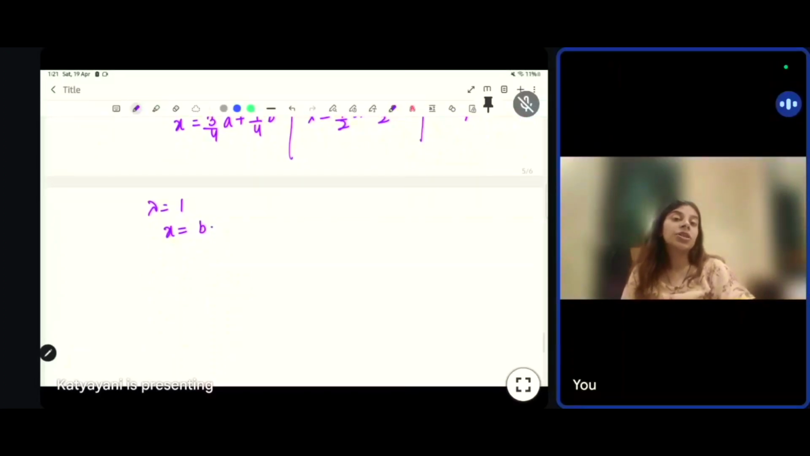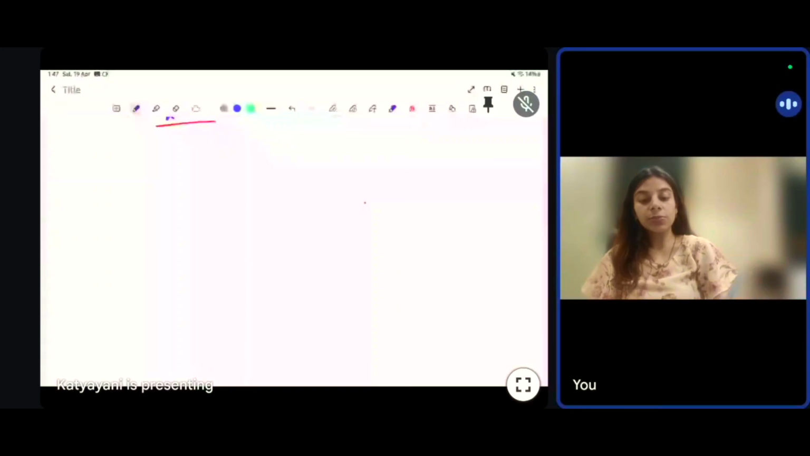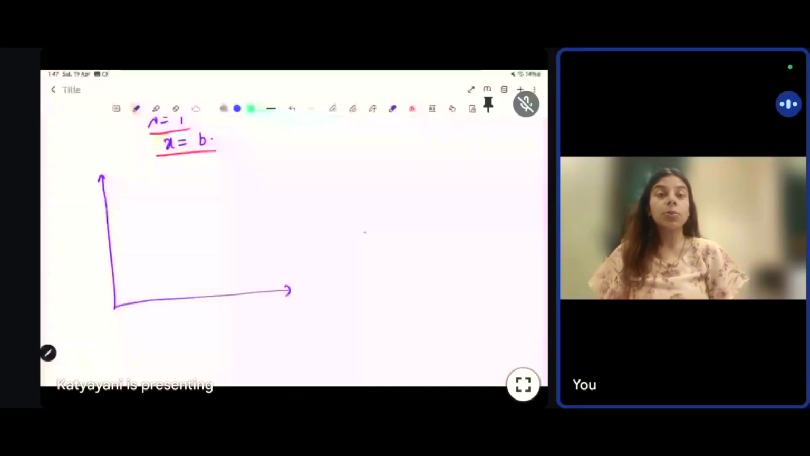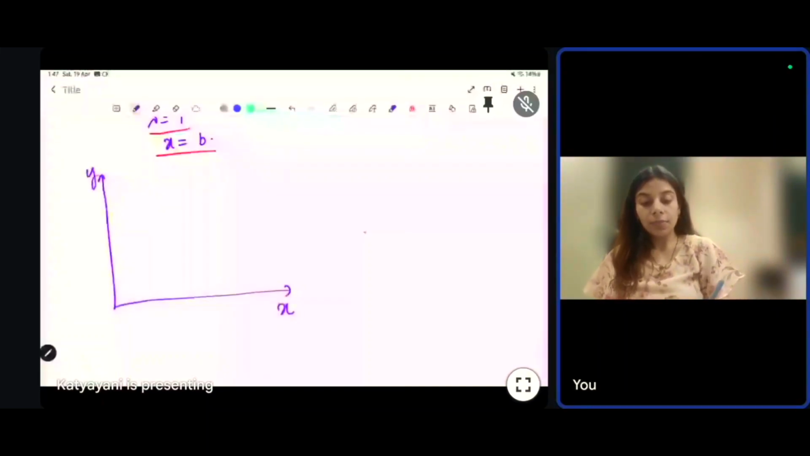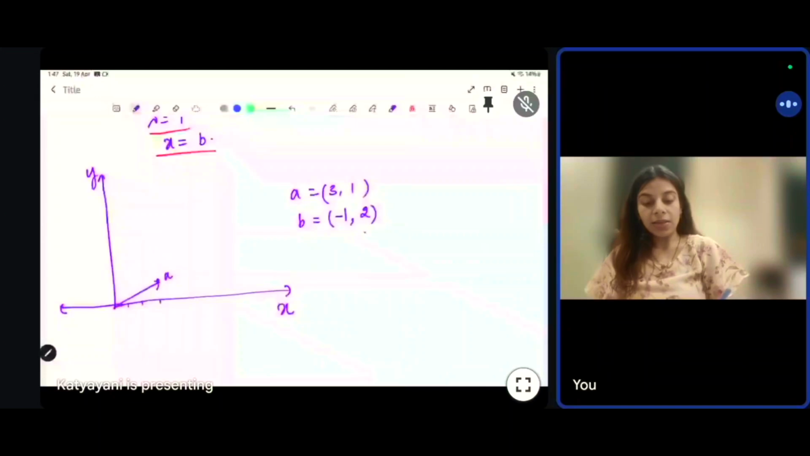So let's see it geometrically. So it's asking you to illustrate it geometrically. So let's try to plot these points on the xy plane, right? This is the x-axis, this is the y-axis. Suppose point A here is given to me as 3, 1, and point B is given to me as -1, 2. So when I plot the point A here, it would be somewhat here, point A. And then when I plot my point B here, it would be somewhat here. This would be my B vector, right?